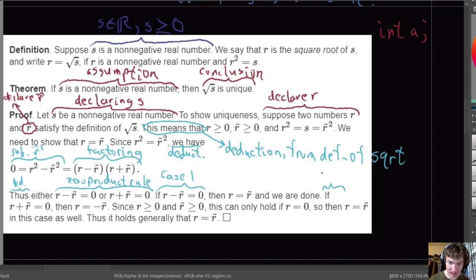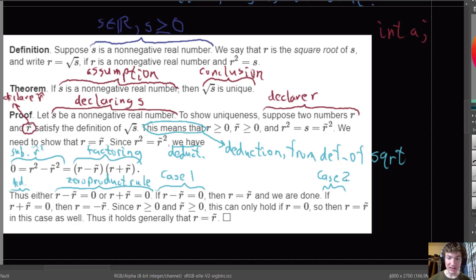Okay, so here's case 2 coming. Case 2. If r plus r tilde equals 0, then r equals minus r tilde. It's a deduction just by algebra. But now we deduced before that both of these numbers are non-negative. So the only way you can have two numbers that are opposites, one is minus the other, but are both non-negative, is if both of them are 0, right? If one were positive, then the other would be negative, which contradicts our previous assumption.